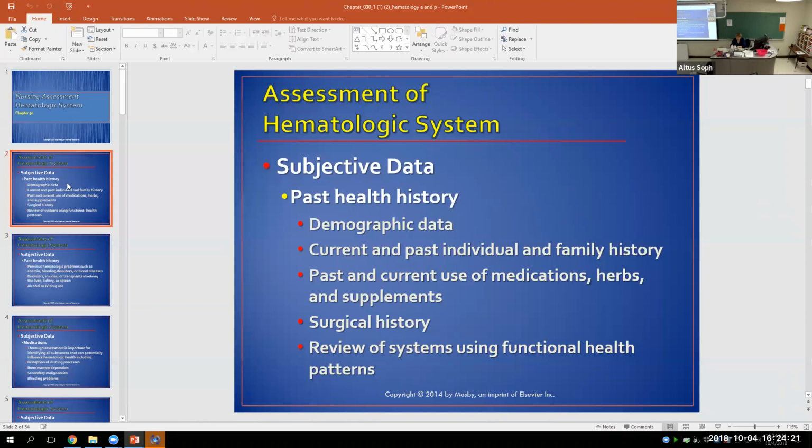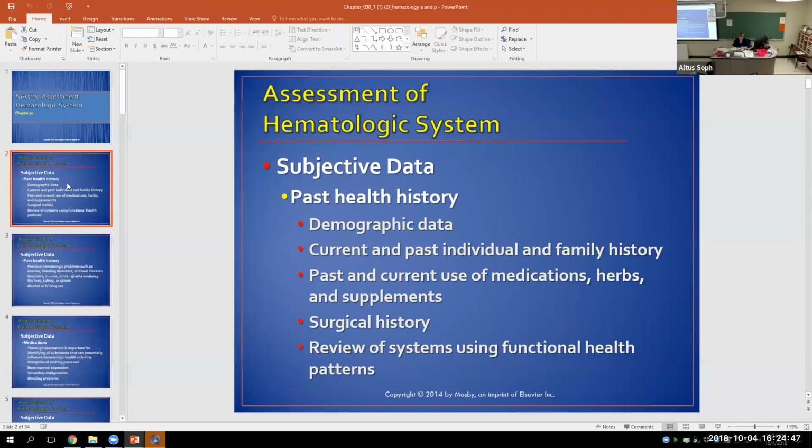Hematology problem. Actually, no, it's 29. Assessment of the hematologic system is in chapter 29. That starts on page 586, 587 in your new books. I believe for the older edition, that is chapter 30. Oh, 31?